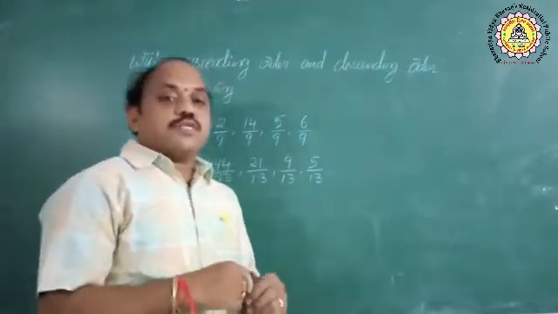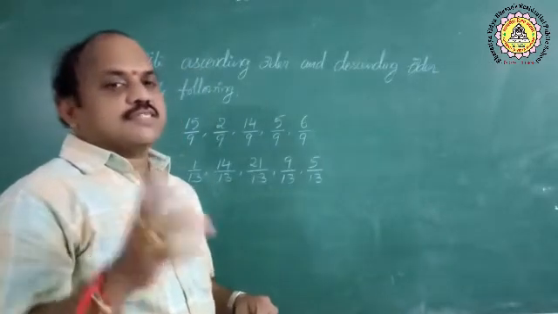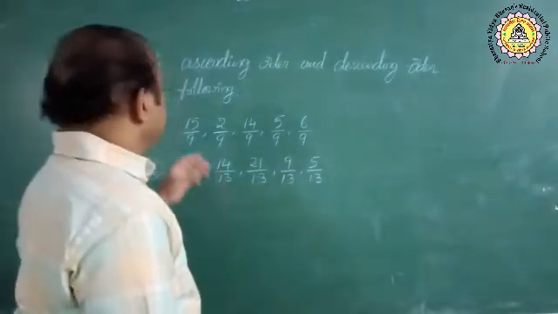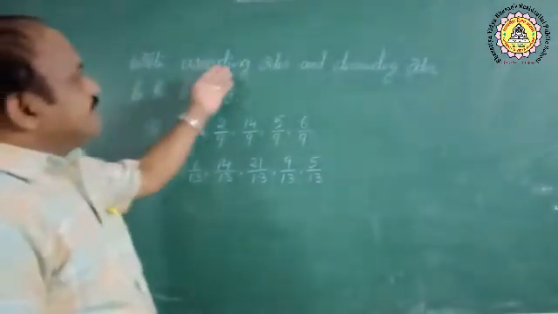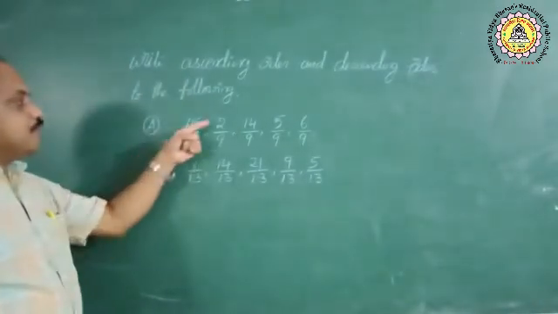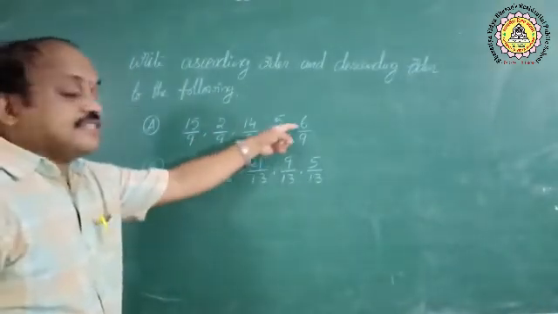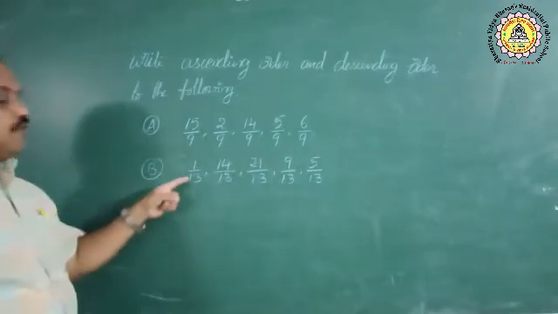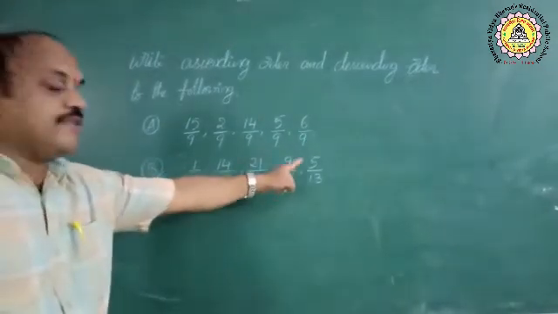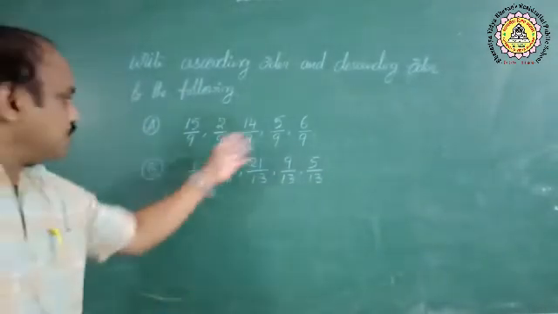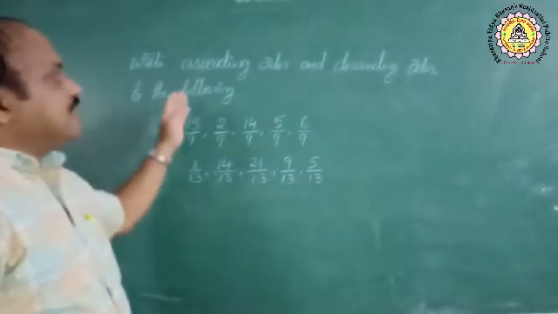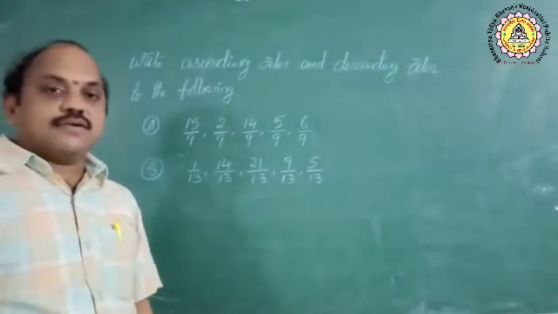Now I am going to give you a small exercise to complete at home. Write ascending order and descending order for the following. A: 15 by 9, 2 by 9, 14 by 9, 5 by 9 and 6 by 9. B: 1 by 13, 14 by 13, 21 by 13, 9 by 13 and 5 by 13. For these two sums, you have to write ascending order and descending order.